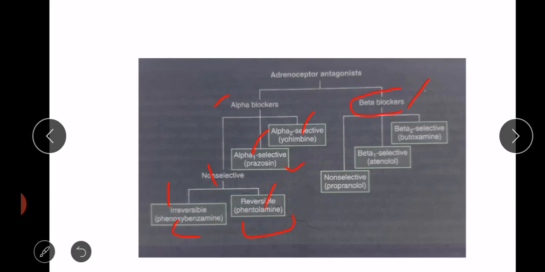While the beta blockers, which we will discuss in this video, are classified into beta non-selective propranolol, the parent drug, beta 1 selective atenolol, bisoprolol, and metoprolol, esmolol, etc. While beta 2 selective, that is of no use but is used for research purposes, it is butoxamine. So this is the classification of adrenoceptor antagonists. Now we will mainly focus on the beta blockers.